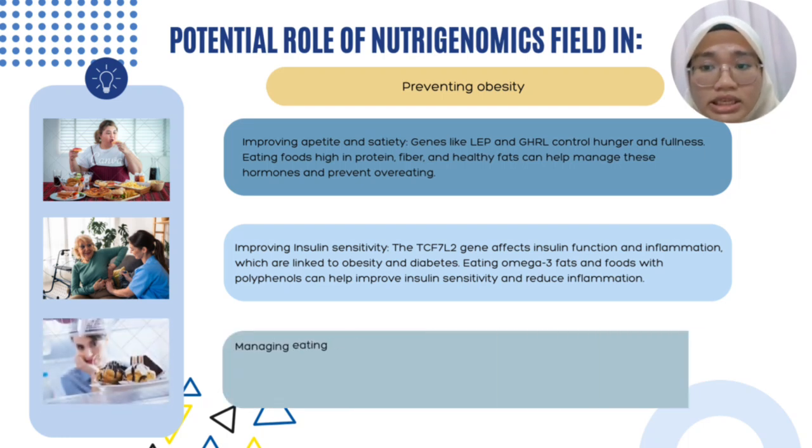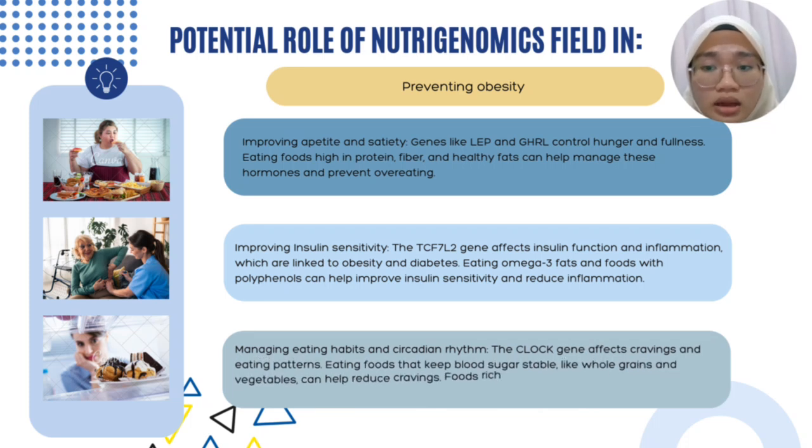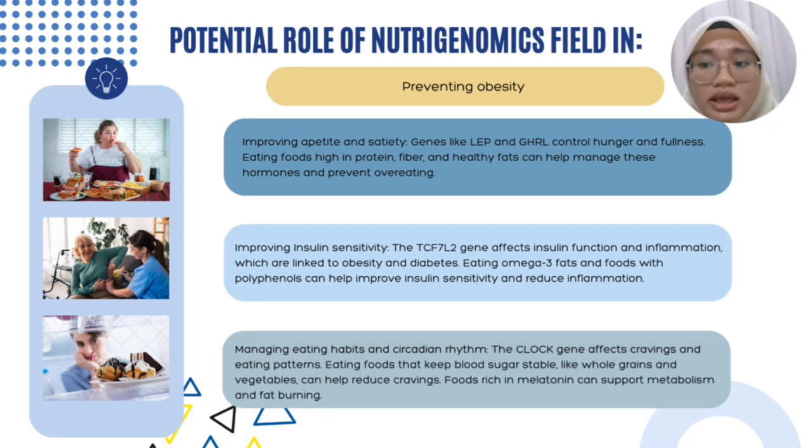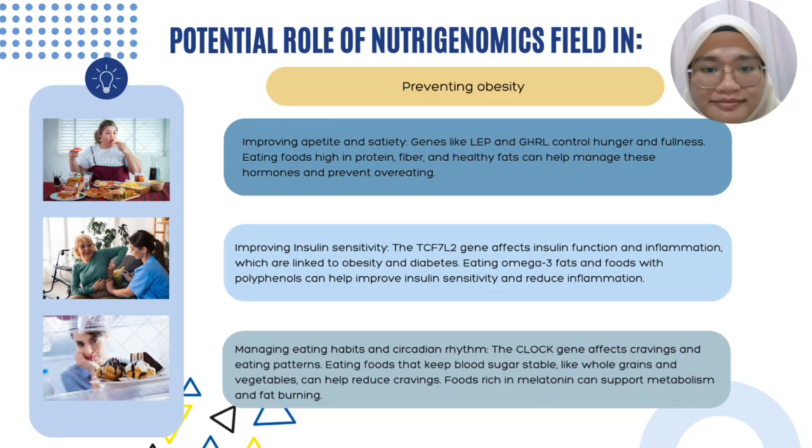And third, managing eating habits and circadian rhythm. The CLOCK gene affects cravings and eating patterns. Eating foods that keep blood sugar stable, like whole grains and vegetables, can help reduce cravings. And meanwhile, foods rich in melatonin can support metabolism and fat burning.